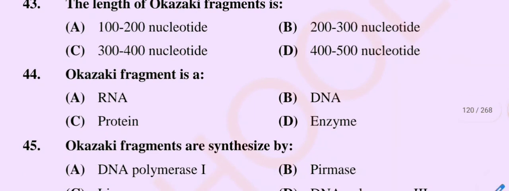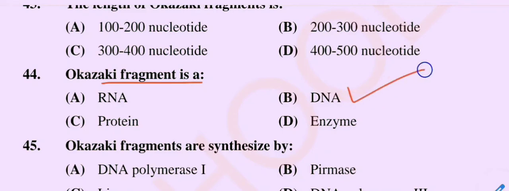Question number 44. Okazaki fragment is a option A RNA, option B DNA, option C protein and option D enzyme. So the correct option is option B DNA.